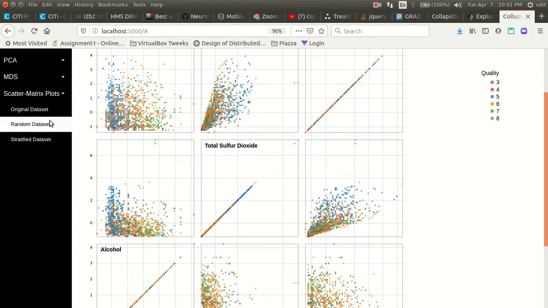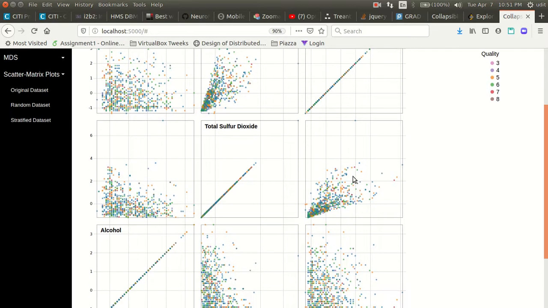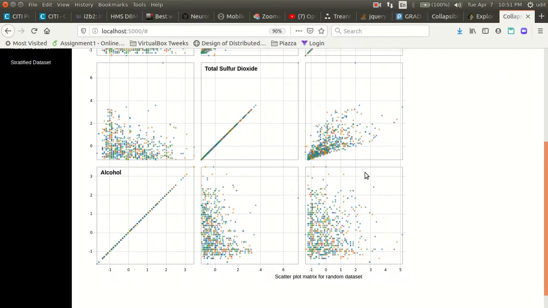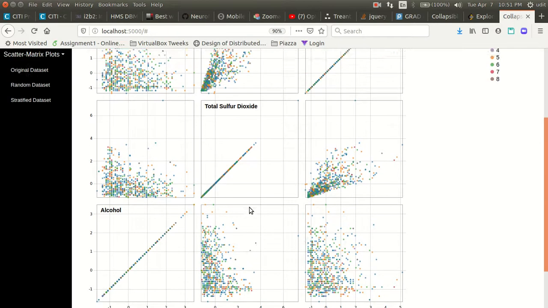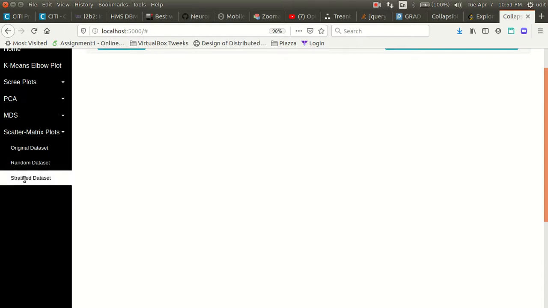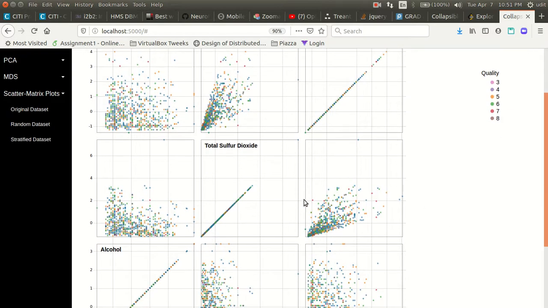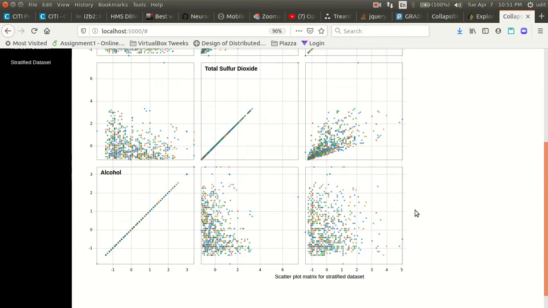So let's explore the random data set, and once again we see a similar trend for 1 and 2 and 2 and 3. This is with 50% less points, so we see a sparse formation here. And finally exploring the stratified data set, once again a very similar plot for the data.